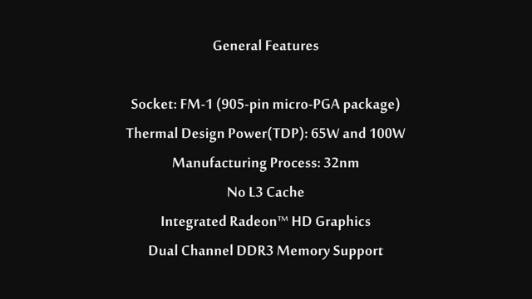To begin, I'd like to tell you the general features of the new Llano series APUs from AMD. They will be featured on the socket FM1, have a thermal design power, or TDP, of 65 and 100 watts, based off the 32 nanometer manufacturing process. These CPUs will not feature any L3 cache. They will, however, have the integrated Radeon HD graphics and support dual channel DDR3 memory support up to 1866 MHz for the higher end models.